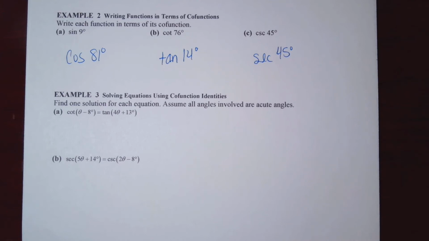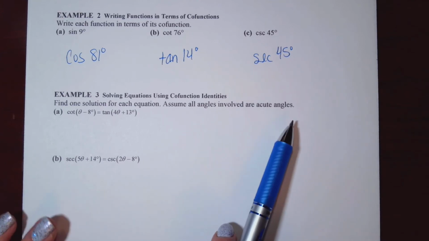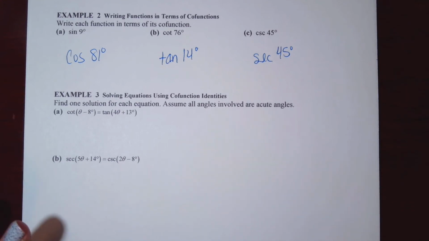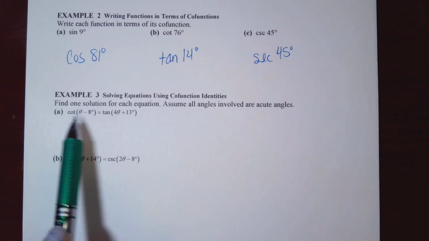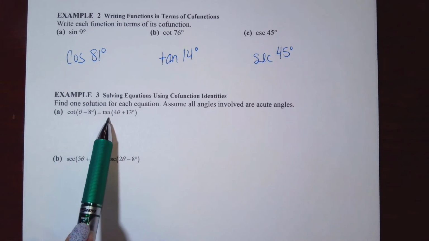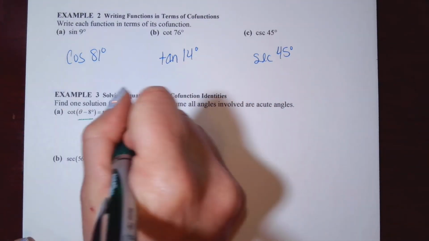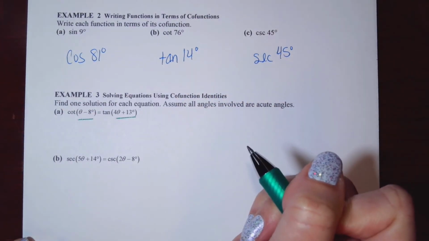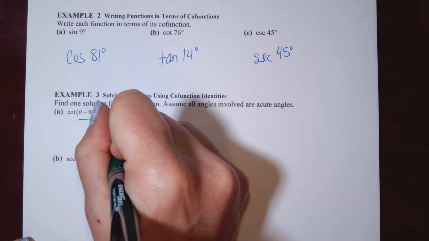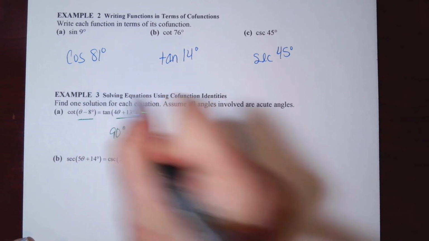Find one solution for each equation. We're going to assume that all angles are acute angles, because remember we have options that are not acute angles, but we're going to keep it simple for now. Now, cotangent and tangent are cofunctions. That means that if these two values are equal to each other, these two angles have to be complementary. So together, these two angles are going to equal 90 degrees.